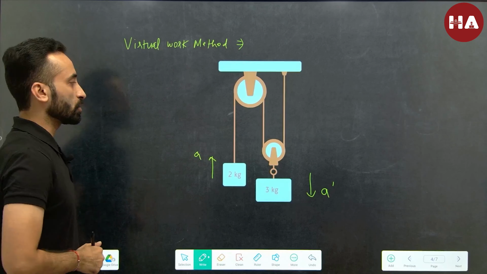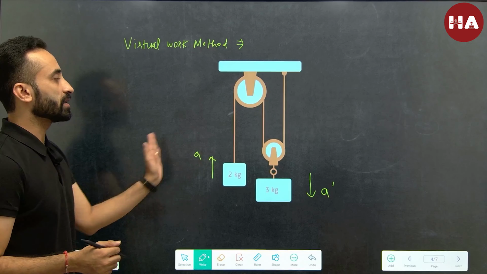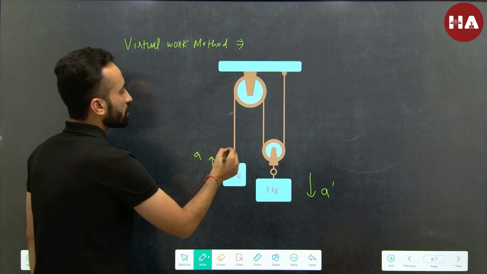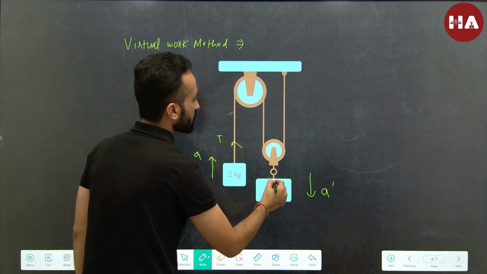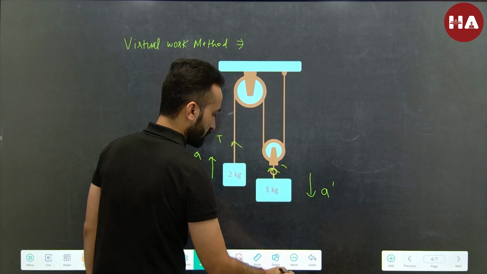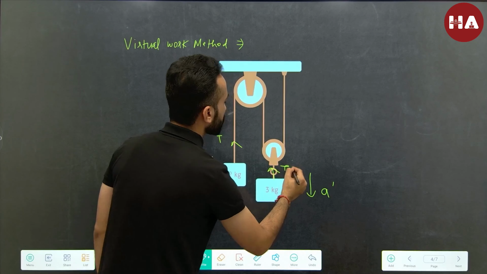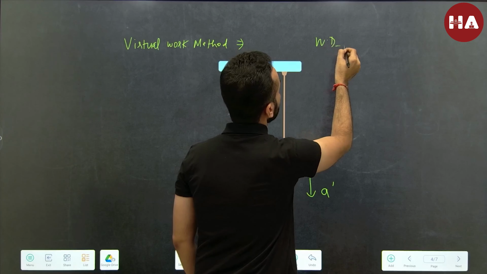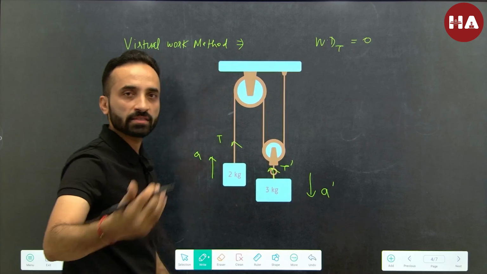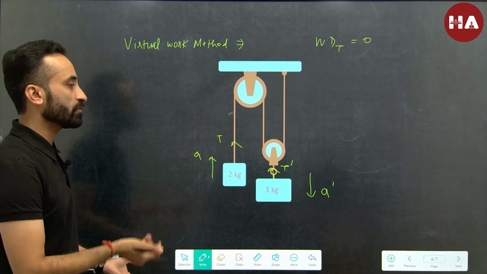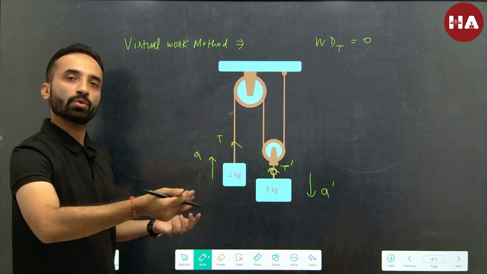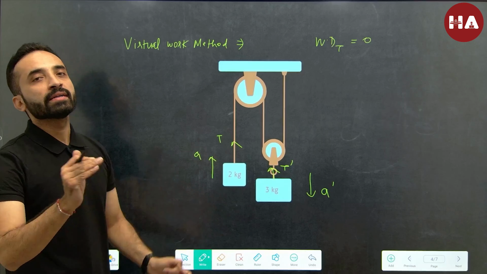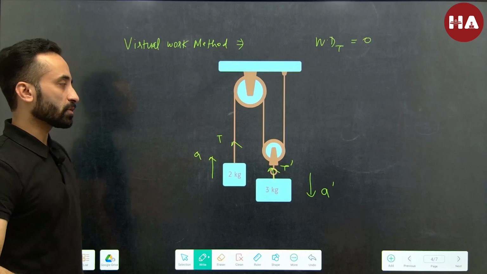What are we trying to do now? Relate A and A dash. So the tension here is T, while the tension here is T dash. The virtual work method says that the net work done by tension is always 0. Why? Because if both are taken into account, tension becomes an internal force, and whatever is the positive work on one part of the system is balanced by the negative work on the other part of the system.